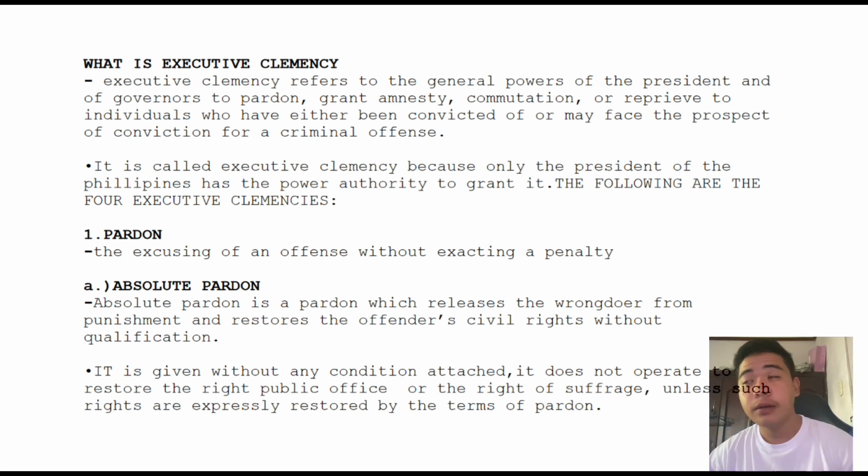Ang absolute pardon naman po ay yung kriminal na pananagutan ng individual kung kanino ito pagkakalooban ng walang anumang kondisyon na nagre-resulta po sa ganap na pagpapanumbalik ng kanyang mga karapatang sipil.